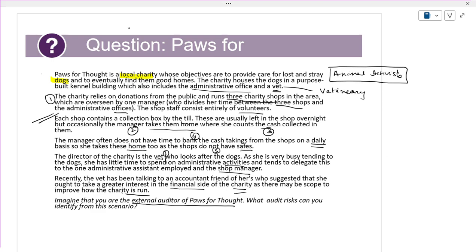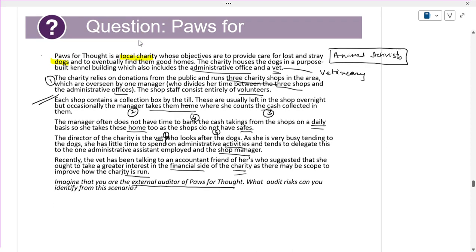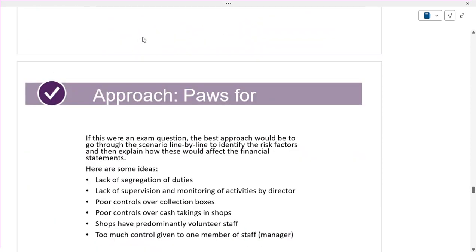And he tends to delegate to the assistant, not a responsible person. They have an accounting firm who suggested that you have to take financial interest. How many points did we get? We got almost five to six points. Okay? Five to six points. Maybe you will get more. They have a different perception of it.